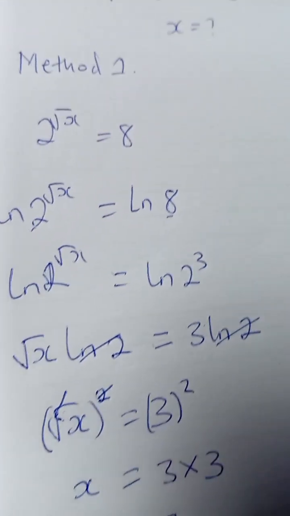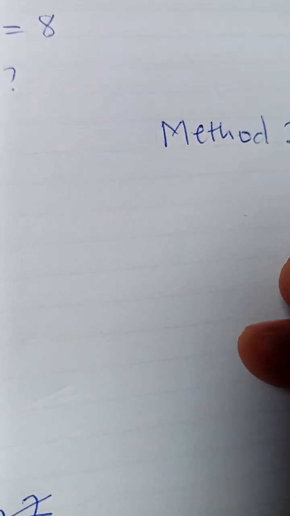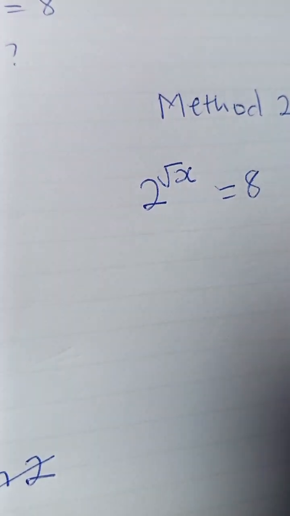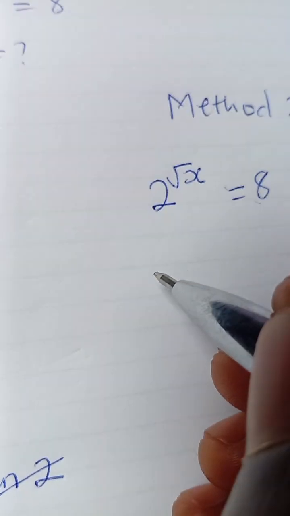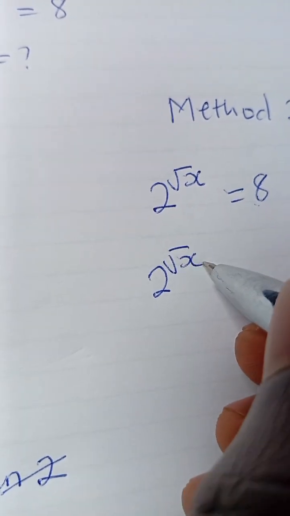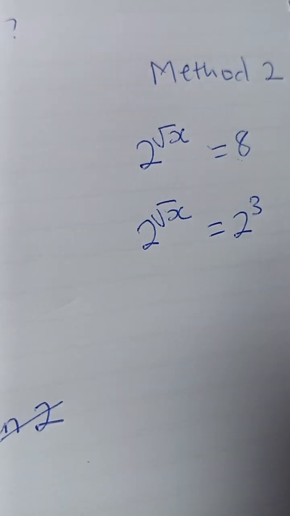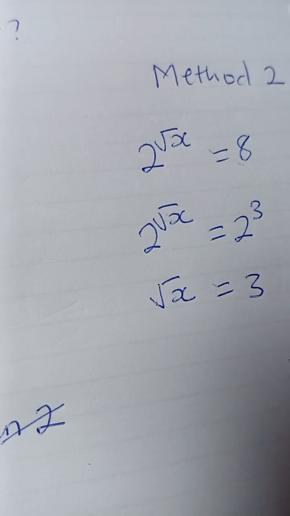Okay, let's see the second method. Let's call this method 2. For method 2, we'll be using the indices rule. So 2 to the power of root x is equal to 8. We put 8 in the same form as this to make it easier for us to solve, and so we would have 2 to the power of 3. So we equate the exponents. Root x is equal to 3.